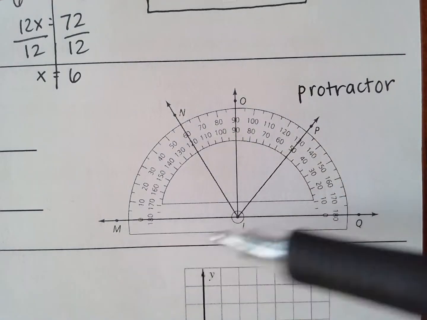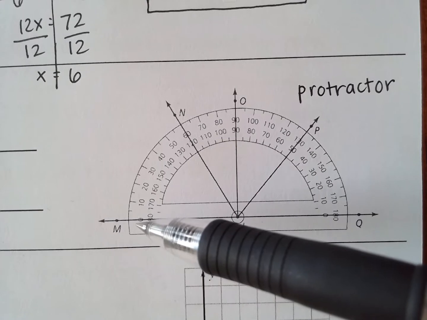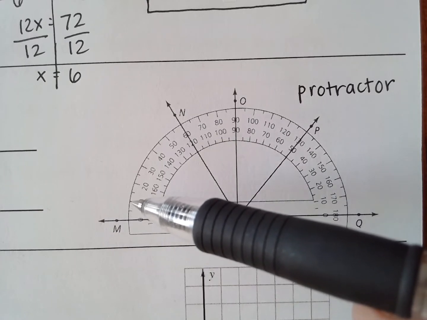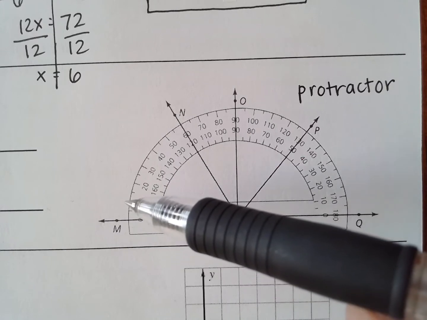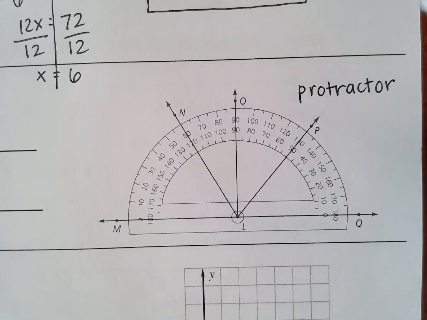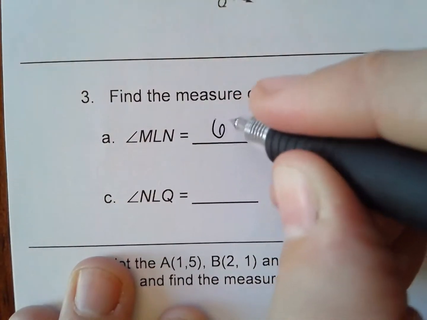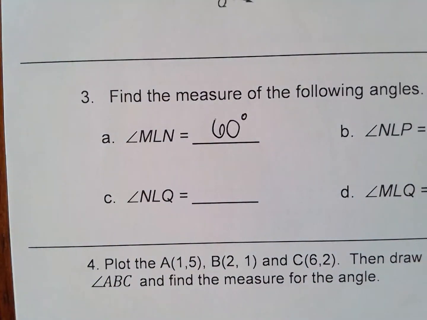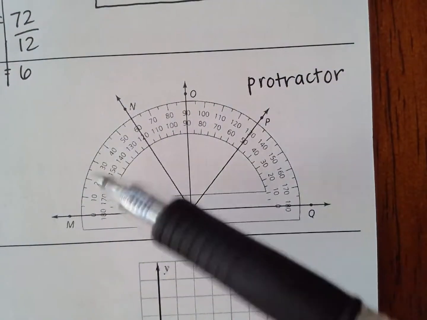So I'm going to look at side LM, ray LM of this angle, and notice that the 0 is on the outside. So if the angle stopped here, it would be 10 degrees big, not 170 degrees big. So this would be 10 degrees, 20 degrees, 30 degrees, 40 degrees, 50 degrees, and 60 degrees. So that's how I decide that the answer to this first question right here is 60 degrees. It's because I'm looking on the outside, not the inside. For the next one, for NLP, I'm going to look at my protractor.